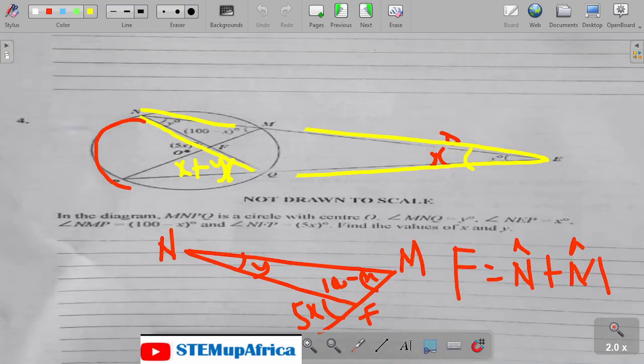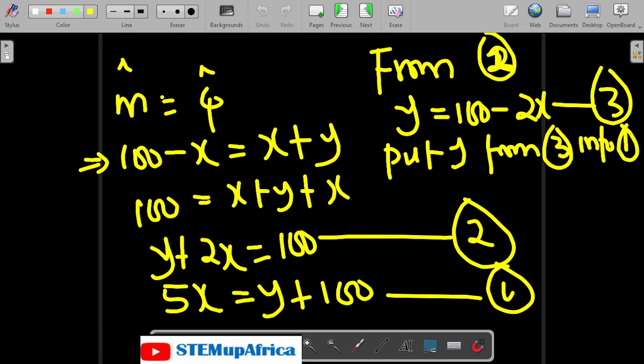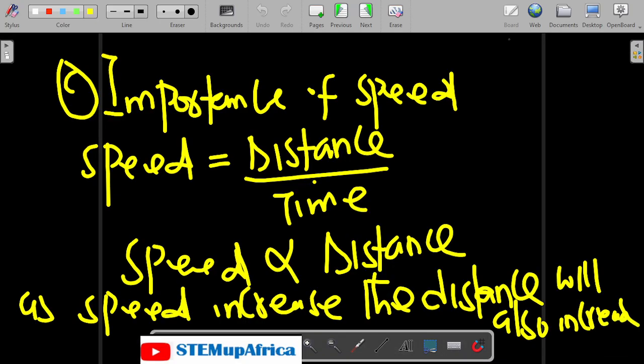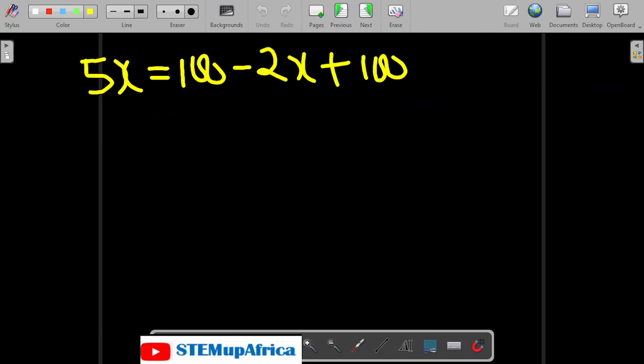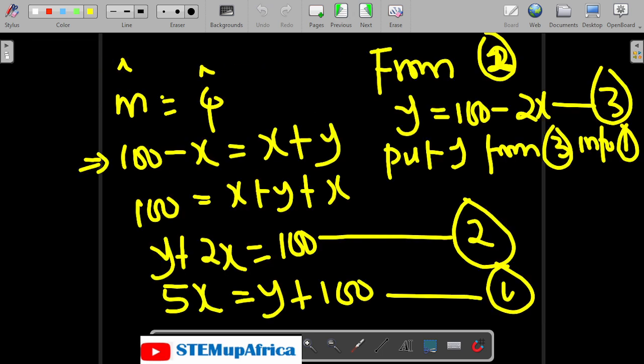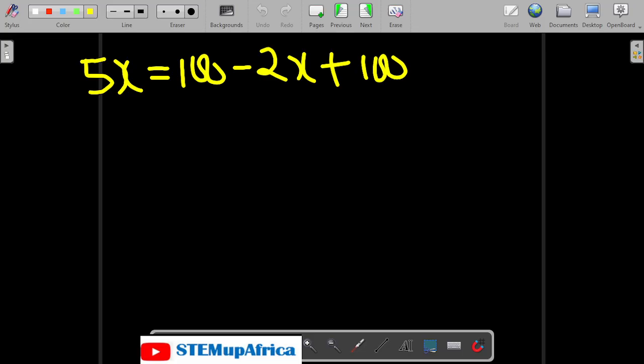Let me check. Here is 5x, here is y. Okay. 100 minus x equals to x plus y. Collect like terms. I'm having 2x plus y equals to 100. And the first equation says the 5x ought to be 6x, not 5x. x plus x is 6x. So here will give us 6x. Here is 6x. So let's proceed.